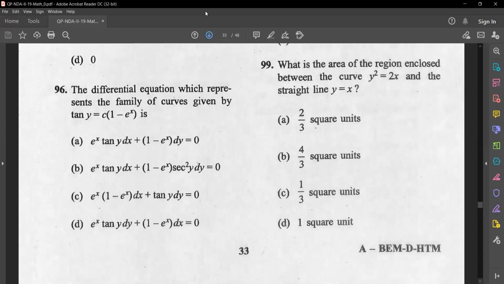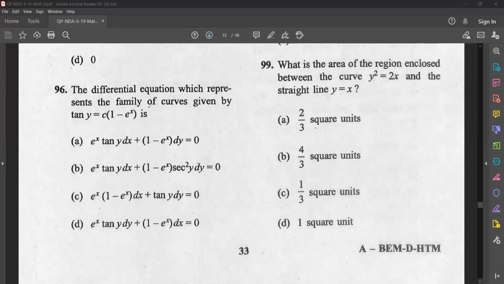The differential equation which represents the family of curves given by tan y is equal to c into 1 minus e raised to x is: e raised to x tan y dx plus 1 minus e raised to x dy equal to 0; e raised to x tan y dx plus 1 minus e raised to x square y dy by dx equal to 0; e raised to x 1 minus e raised to x dx plus tan y dy equal to 0; e raised to x tan y dy plus 1 minus e raised to x dx is equal to 0.